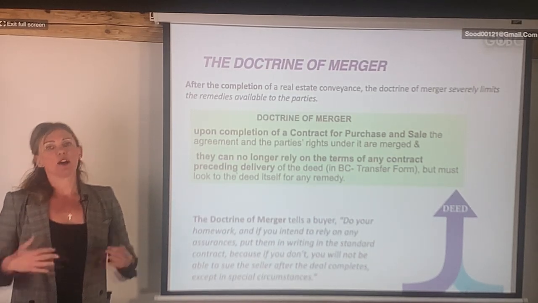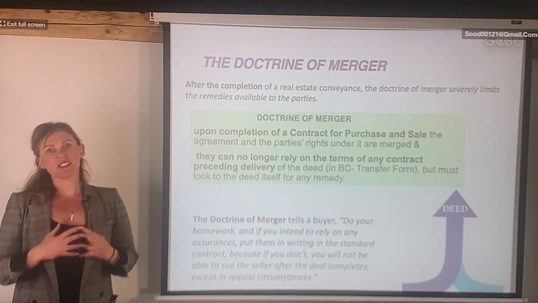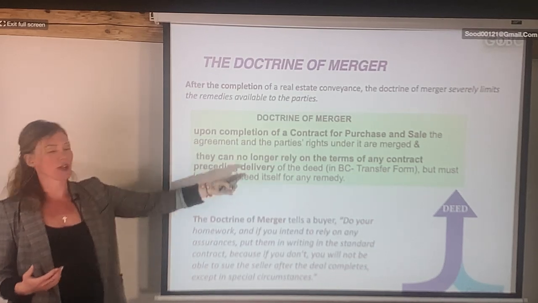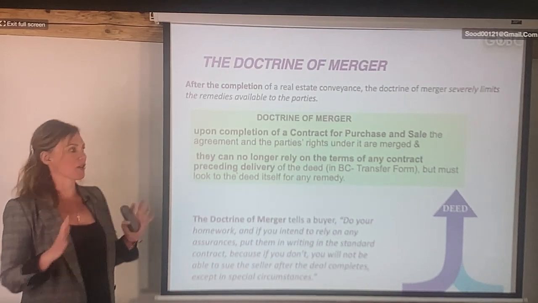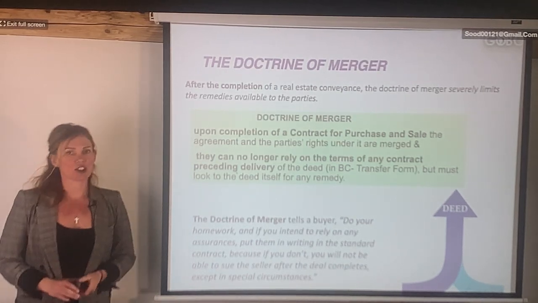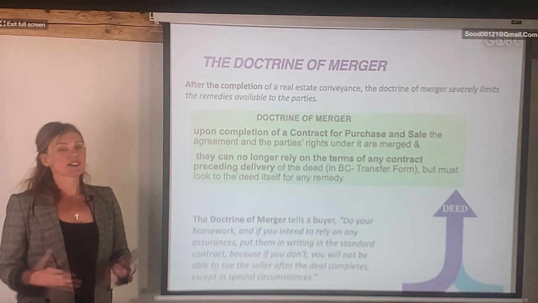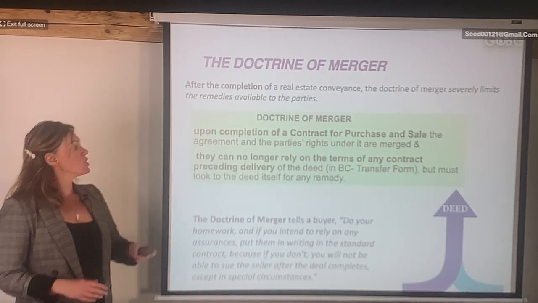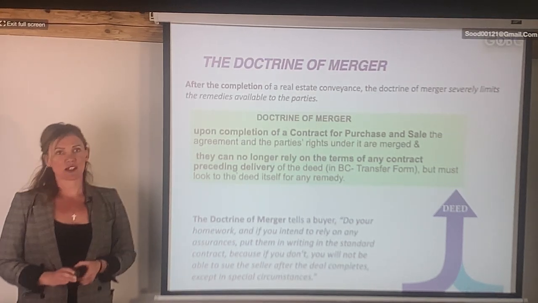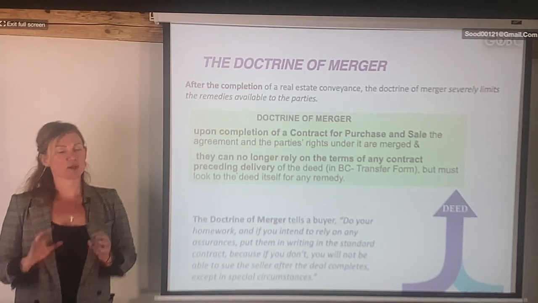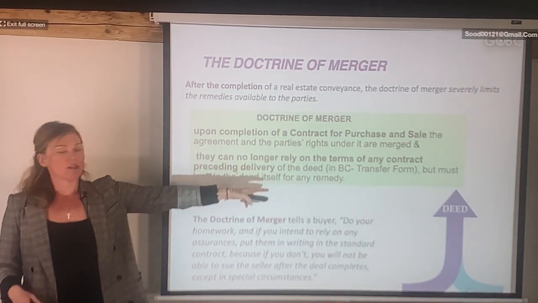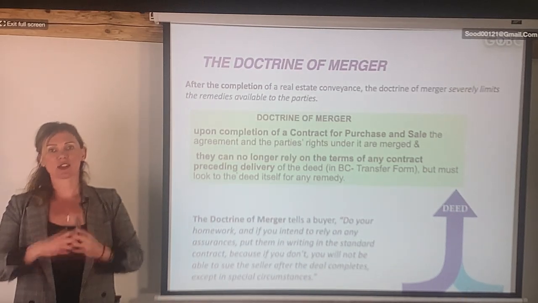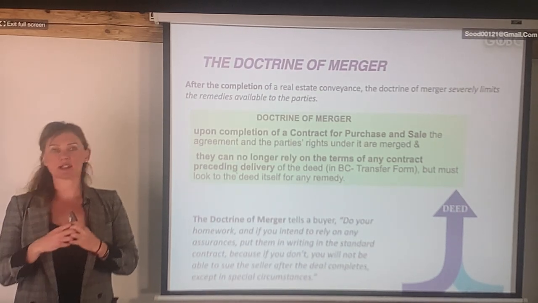This is when your contract merges with your deed. The deed is your legal document. In British Columbia, we call it the transfer form. This is the form they use to transfer the title under the buyer's name, right? So that's kind of what happens. And it says, upon the completion of the contract of purchase and sale, the agreement and the parties' rights get merged, right? And they can no longer rely on the terms of any other contract preceding delivery of the deed. So basically, what they're trying to say in English is that you cannot rely on any other terms of the contracts when it's already transferred, when the title is transferred under your name, right? When the deed is created, that's basically it.